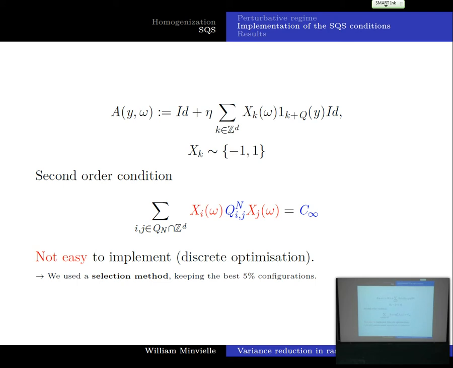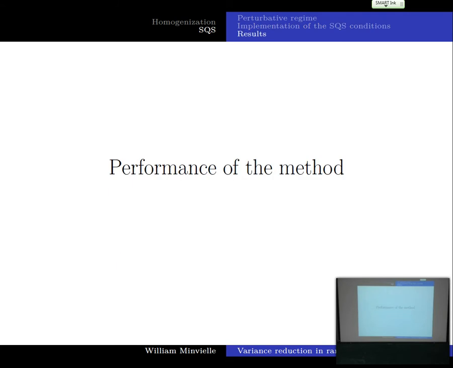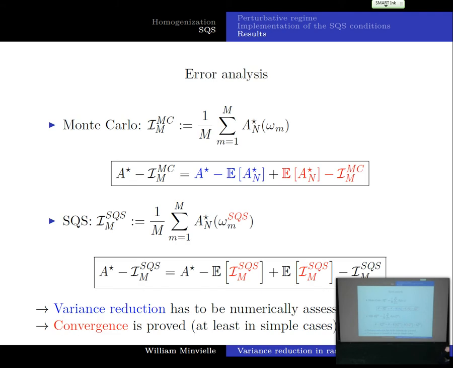Okay, I will not show you the numerical test involved because it's not so interesting. The point is they exist. Okay, so let's have a look at the performance. Now you've forgotten already. So I've got a Monte Carlo estimator like this, and I made the following error decomposition. So we propose this alternate estimator.